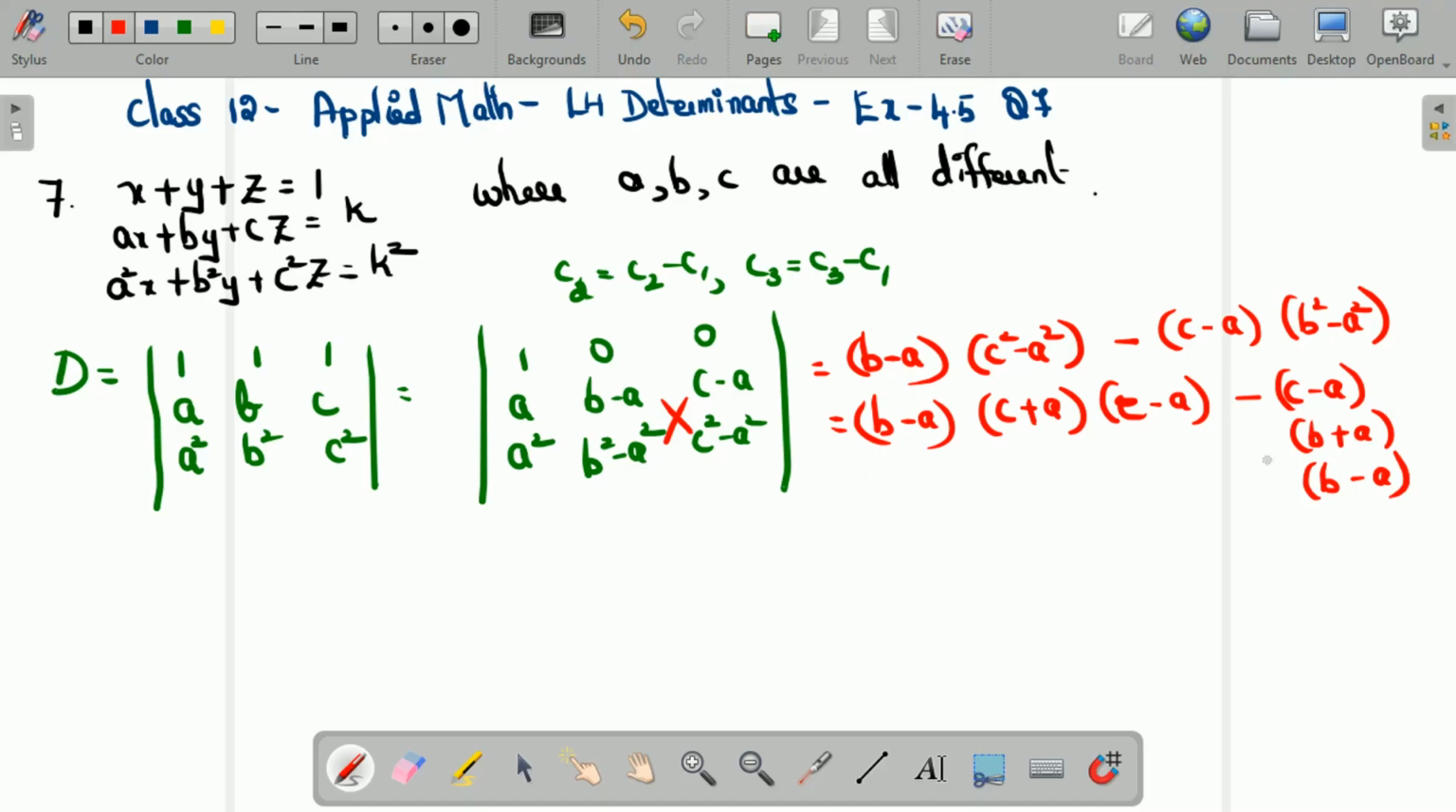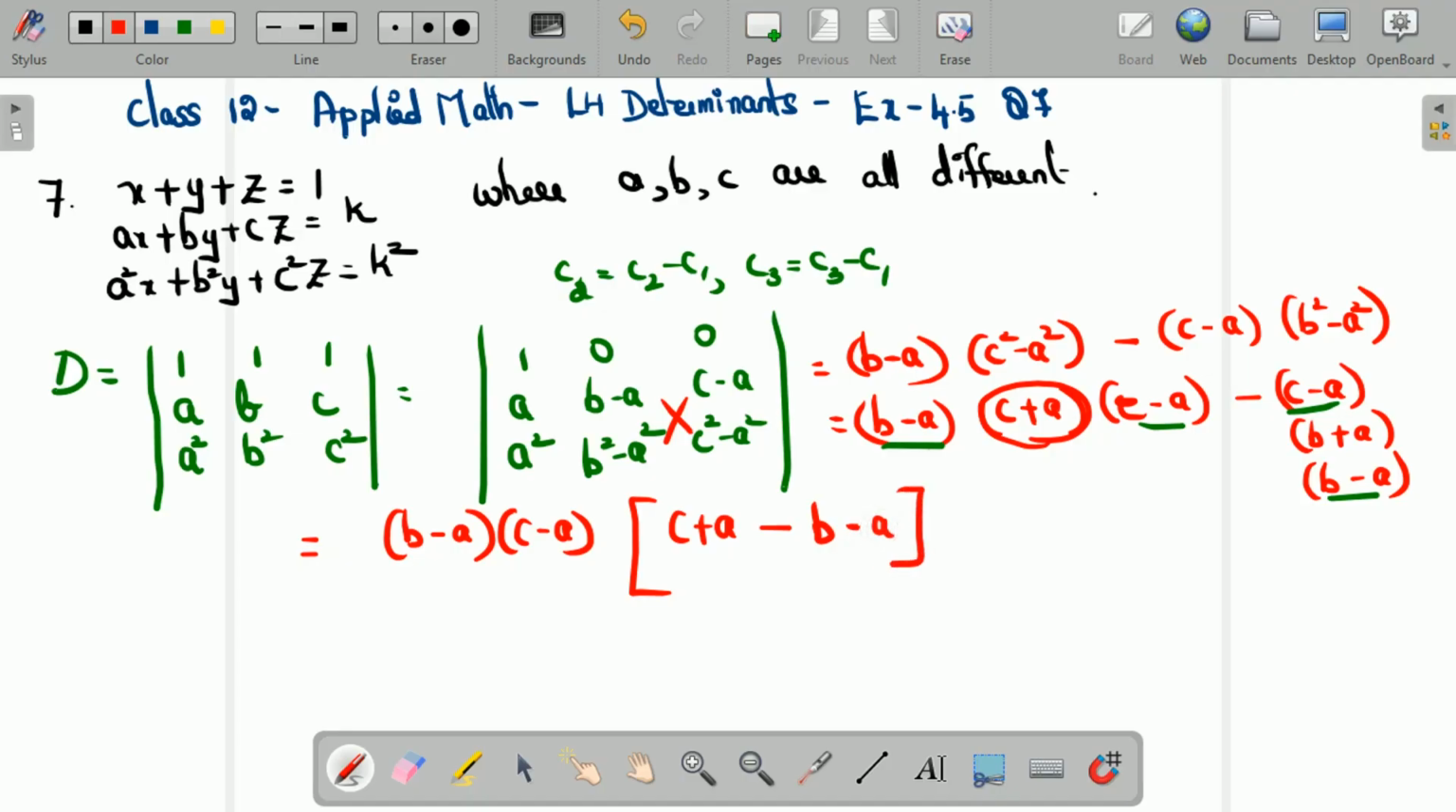Now between the first and the second terms, I'm planning to take the common ones. So B minus A is there in both places; I'm taking this B minus A and writing it out once. Similarly, there is a C minus A here and C minus A here, so that can be written outside. Now within brackets, you have C plus A, then minus of B plus A. So the minus sign is for both terms, so it is minus B minus A.